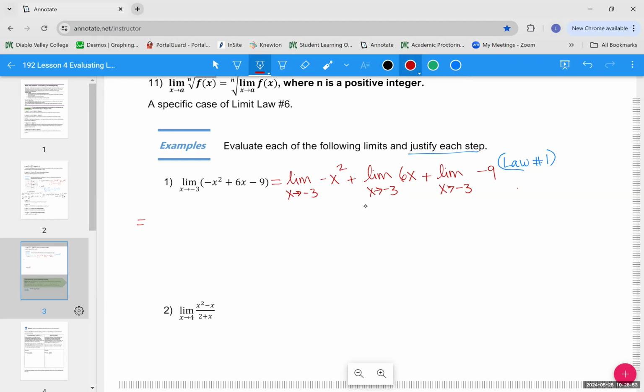For our next step, I think we could go ahead and pull out some constants. For example, we have a negative in front of the x squared and a 6 in front of the x. So we'll pull those two out.